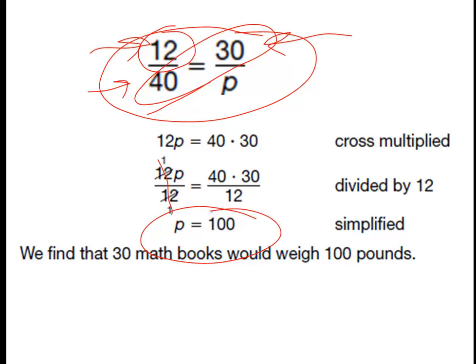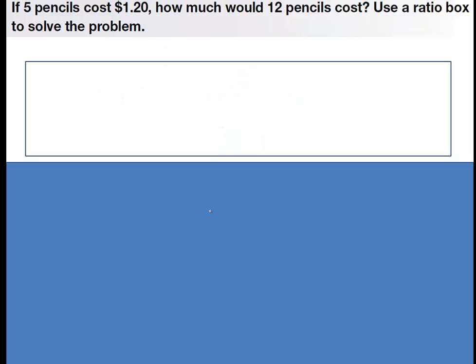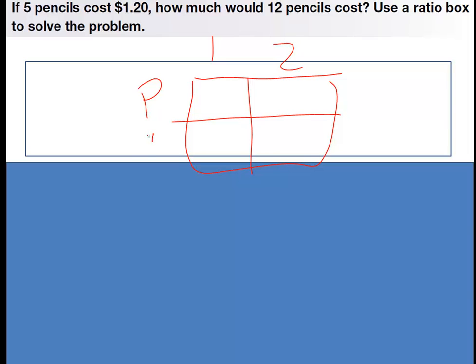It's just another look at it, another type of story problem where you have to set up a proportion. So if 5 pencils cost $1.20, how much would 12 pencils cost? You're going to set it up the same way. You're going to set a proportion. Now you're going to set up your box. You've got case number 1 and case number 2, and you've got pencils and the cost.